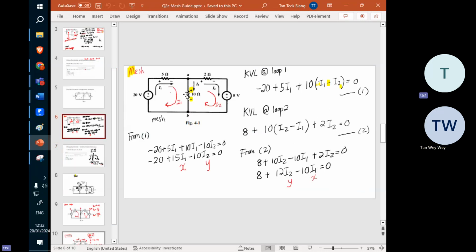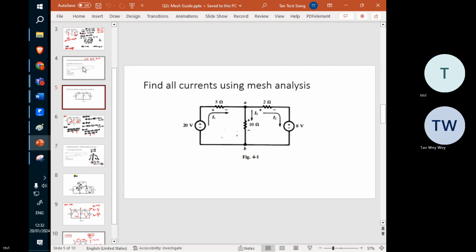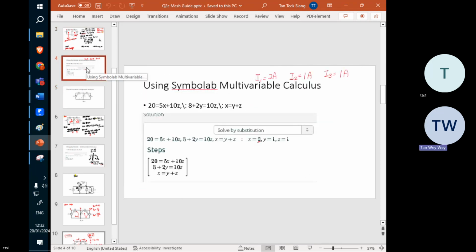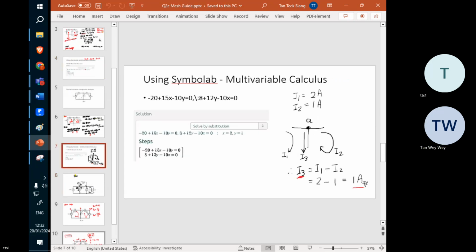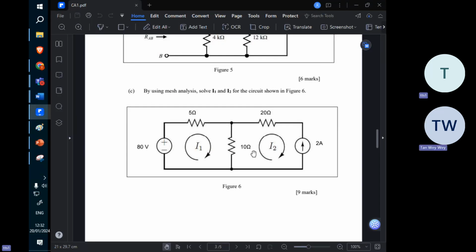Okay, for this circuit, one is 2 ampere, the other one is 1 ampere. You can try this one on your own first. The next time we meet, we will go through this again, and then we will also look at the real question again, because the time is already up.